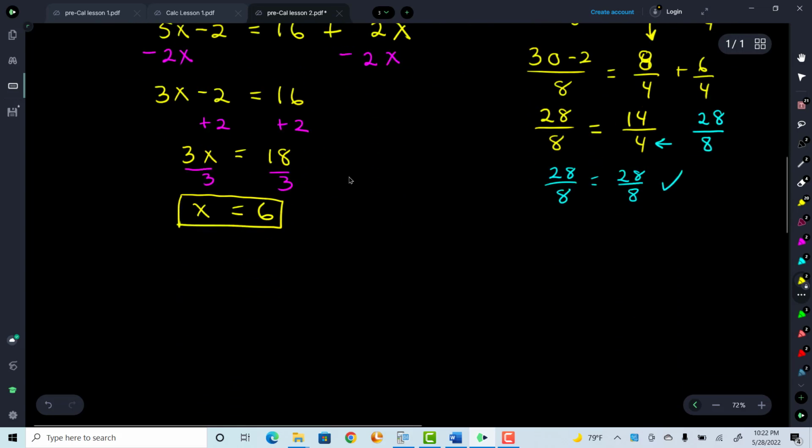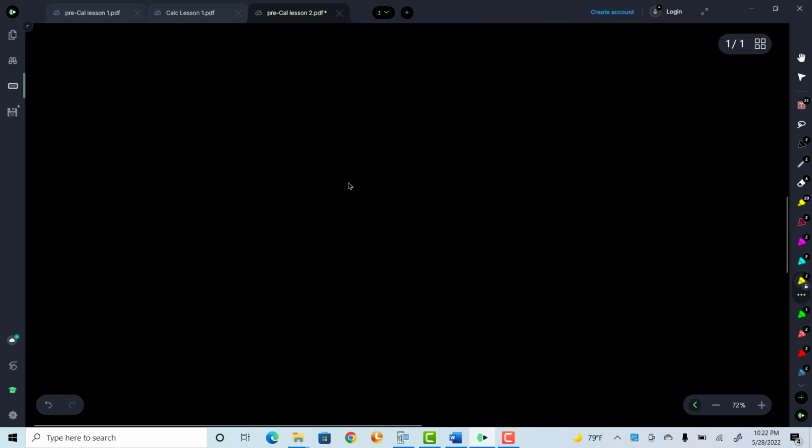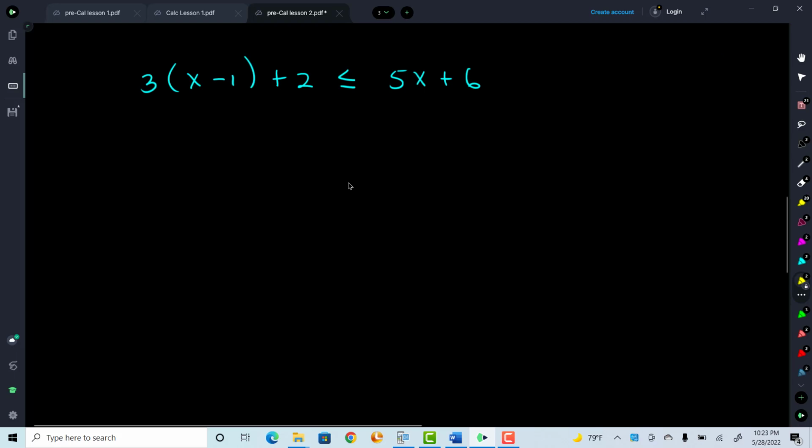What about inequalities? Inequalities means they're not equal. So something like 3x minus 1 plus 2 is less than or equal to 5x plus 6. So again, we want to get all the x's to one side, so we want to isolate the x's. So let's start by distributing.